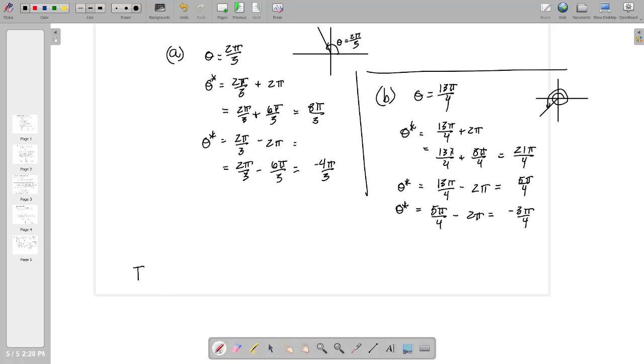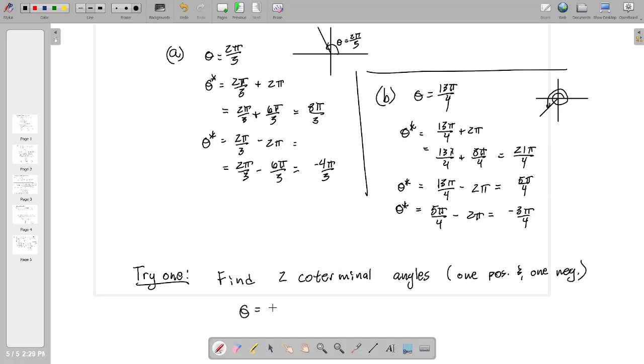Right, go ahead and try one now. Find two coterminal angles, one positive, one negative, with the angle theta equals 270 degrees.